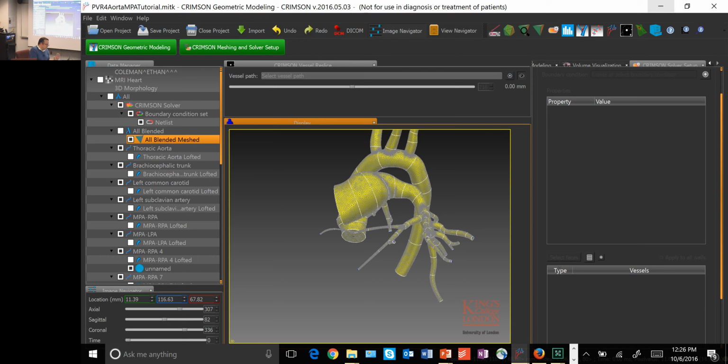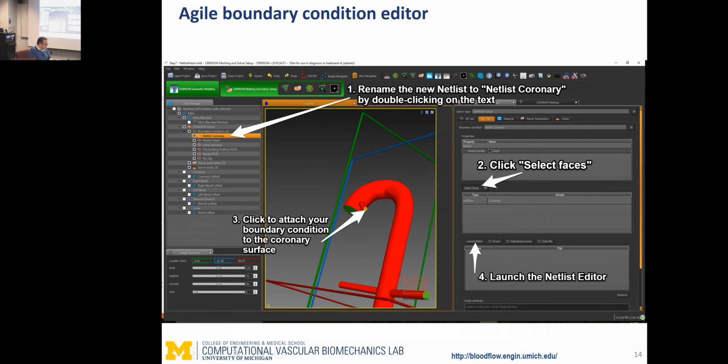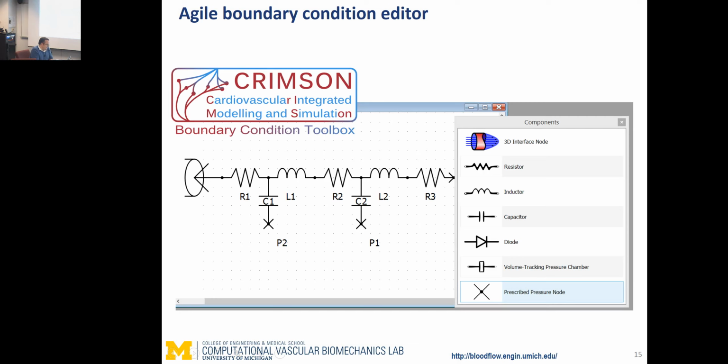So obviously I could be talking about this for a long time, but it hopefully gives you an idea of what this GUI looks like. So I demonstrated this part now.